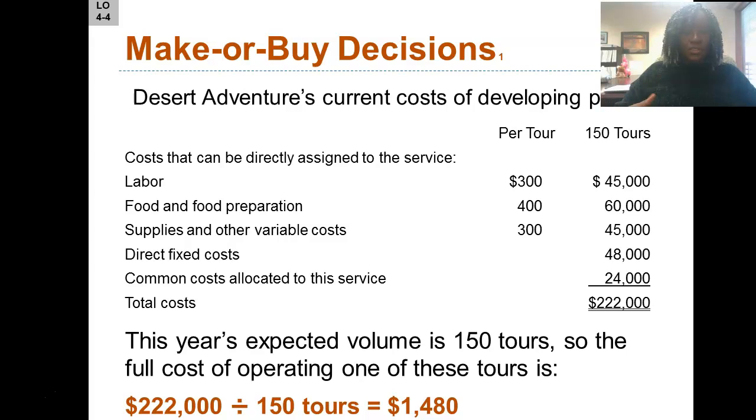Each tour costs a certain amount of money. If we have a certain amount of tours, then we can calculate reasonably close how much cost is associated with the number of tours that we're going to have. And if you're going to expect to do 150 tours, what will be your expected operating cost, or your total operating cost per tour?